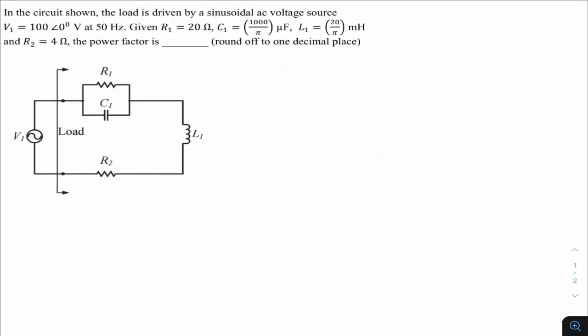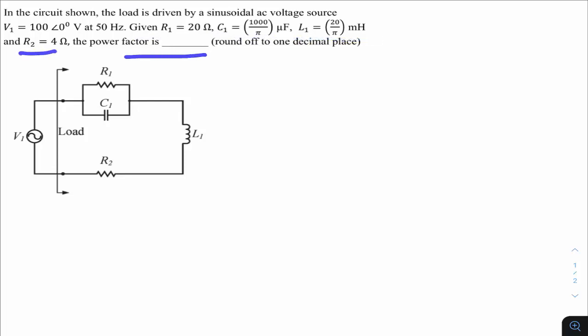This question is asked in GATE 2022 of Instrumentation. This is from network subjects and from the AC circuit topic. In the circuit shown, the load is driven by a sinusoidal AC voltage source where V1 is 100 at an angle 0 at 50 Hz, R1 is 20 ohm, C1 is 1000 by pi microfarad, L1 is 20 by pi millihenry, and R2 is 4 ohm.